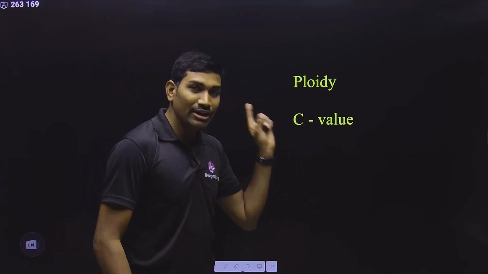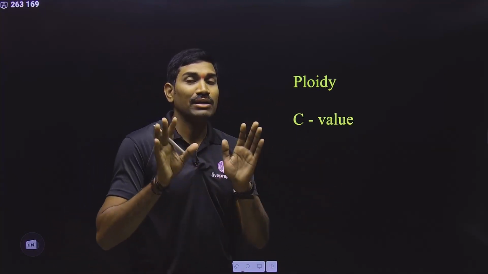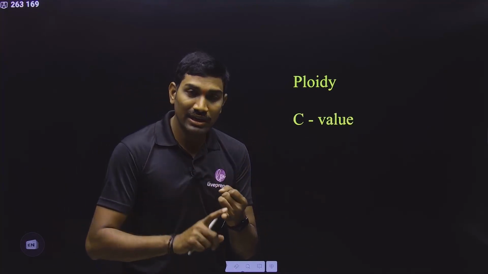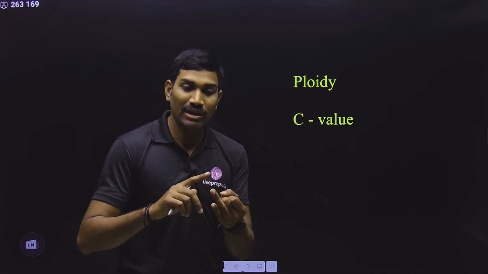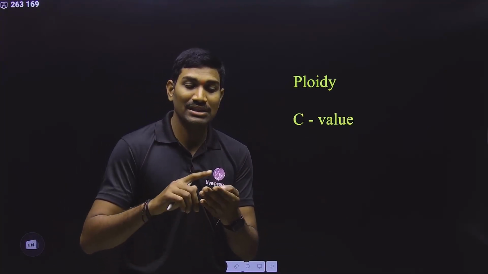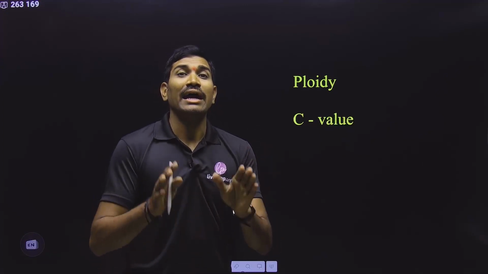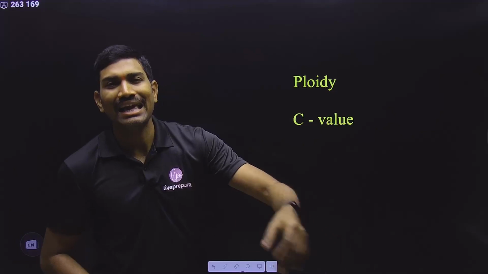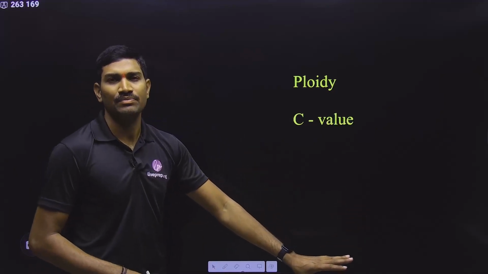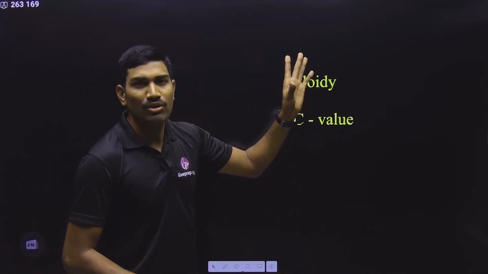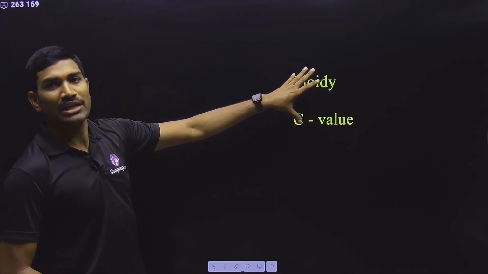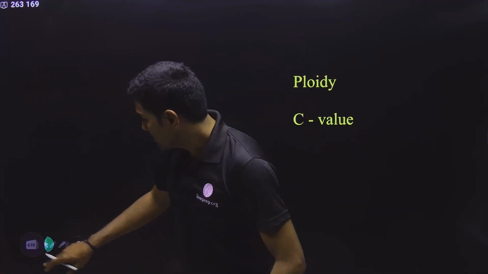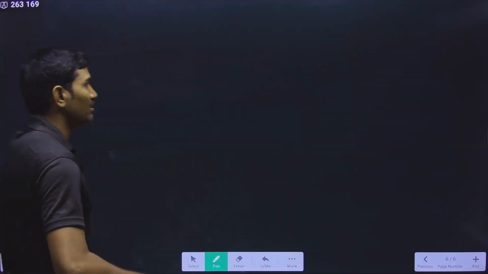So that's why at the end of this particular lecture, I will make a separate table. I will draw the diagram, I will write the phase name, and what is the ploidy, what is the C-value, what is the type of chromosome. If you know that particular table, you can answer any question from this chapter. So before going into mitosis, first let me explain the ploidy and C-value very quickly so that it is useful at the end of this lecture.